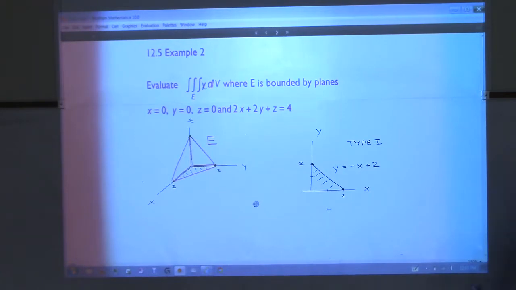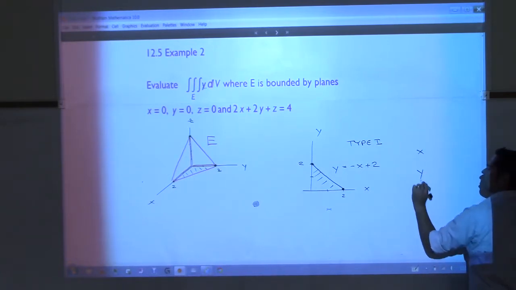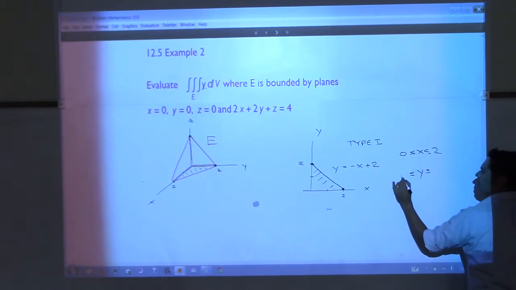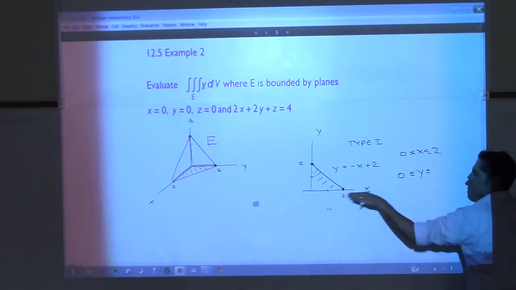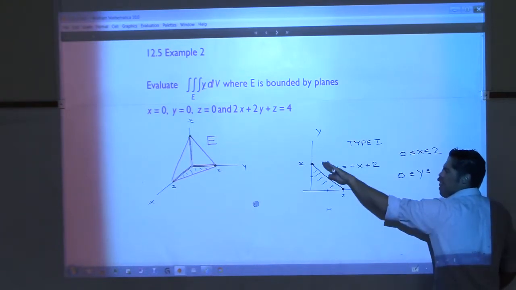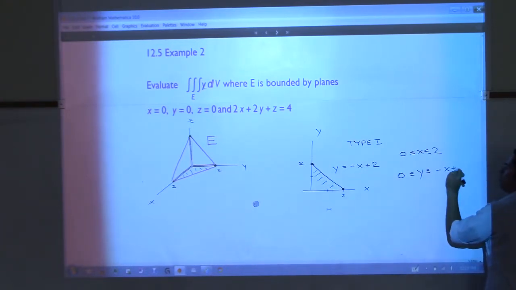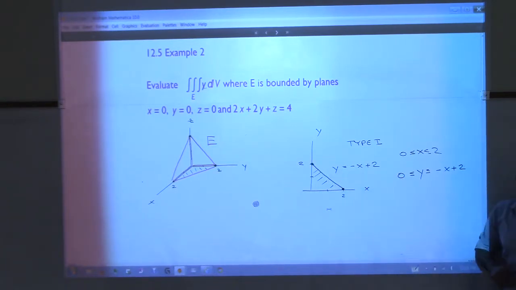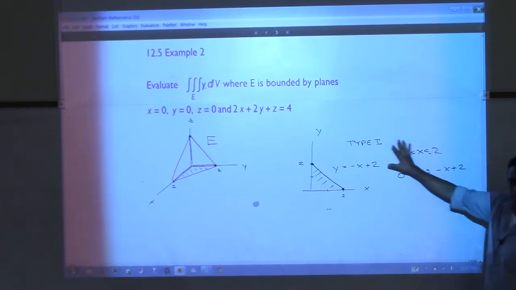If it's type 1, what's the restriction on X? What's the restriction on Y? 0 to 2, and then 0, that's the bottom, and then the top is negative x plus 2, right? Because it's the function that's dictating my y values. So this right here is stuff we've done.